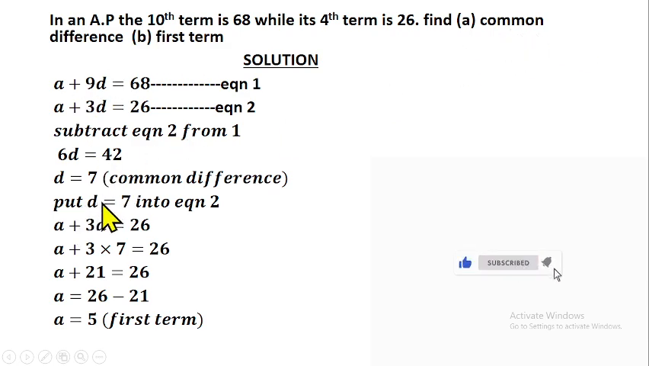Then you can substitute the value of D into equation 1 or equation 2 to find the value of our A. So put D equals 7 into equation 2. What is equation 2? A plus 3D equals 26. So we have A plus 3 times 7 equals 26. 3 times 7 is 21. A plus 21 equals 26. Then collect like terms, we have A equals 26 minus 21. That gives us A to be 5, which is the first term. In this question, we are not to do any other thing. You are only to find the common difference and the first term, which I believe is very simple as well. Do you understand that? If you do, let's continue.